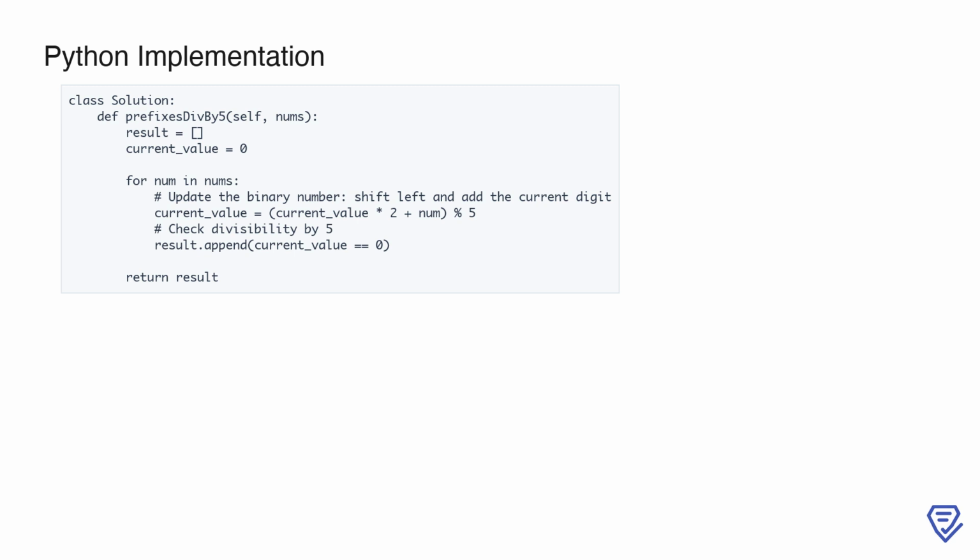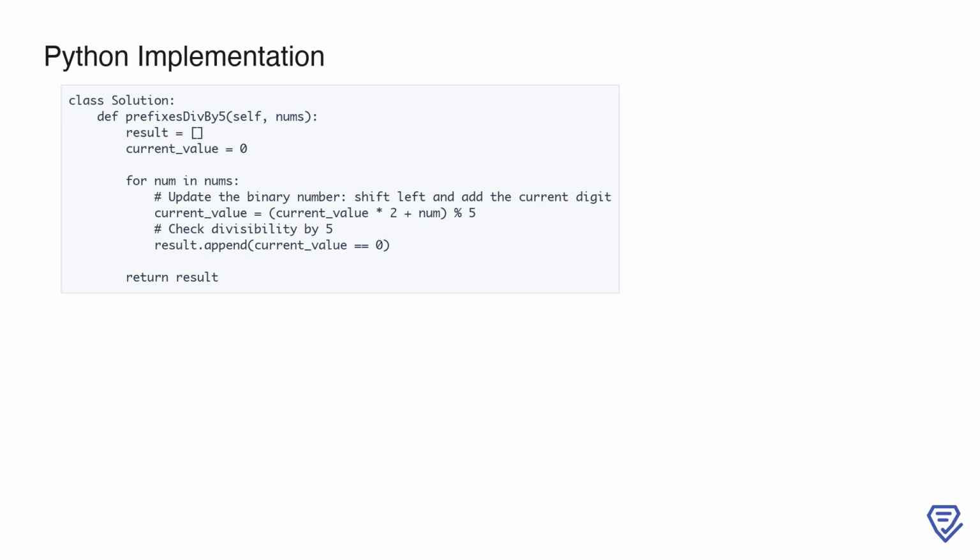This Python solution efficiently determines whether each binary prefix of the input array nums is divisible by 5. The solution uses a single loop, making it computationally efficient with O(n) time complexity. The function prefixes_div_by_5 initializes two variables, result, an empty list to store the Boolean results, and current_value, to track the decimal equivalent of the binary prefix modulo 5. The modulo operation is crucial to prevent the number from growing too large and ensures that we only retain information about divisibility by 5. The loop iterates over each binary digit in nums.